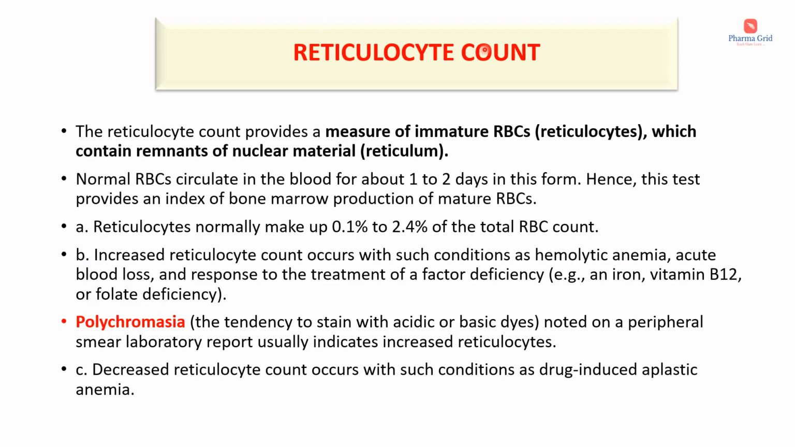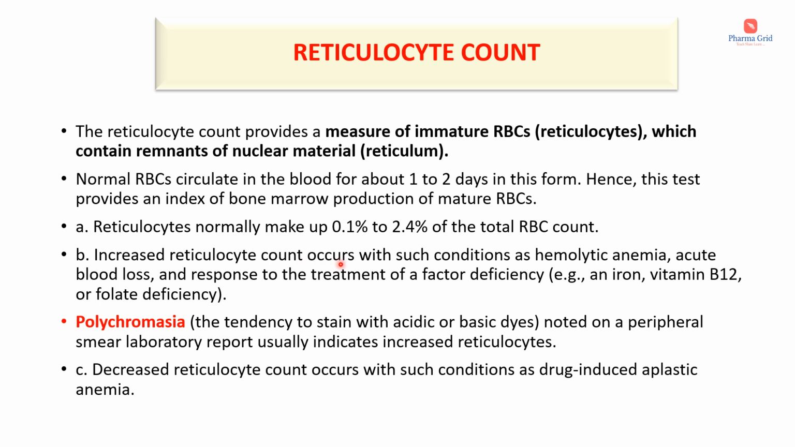Next one is reticulocyte count. The reticulocyte count provides a measure of immature RBCs. Reticulocytes are known as immature red blood cells, which contain remnants of nuclear material which is known as reticulum. Normal red blood cells circulate in the blood for about 1 to 2 days in this form. Hence, this test provides an index of bone marrow production of mature RBCs. Reticulocytes normally make up 0.1% to 2.4% of the total RBC count.